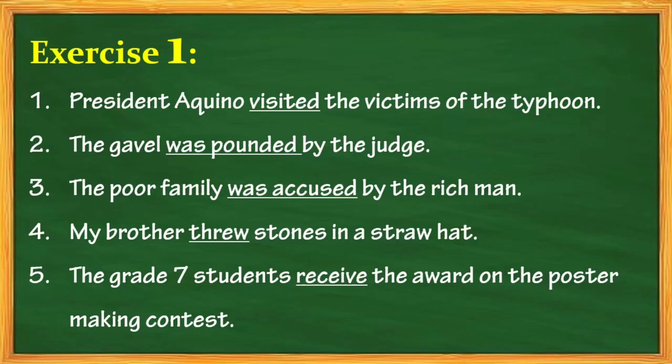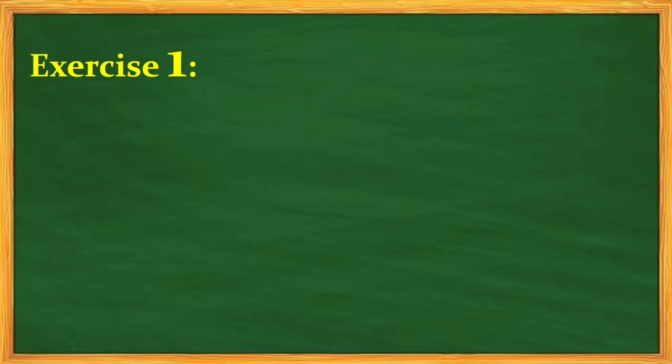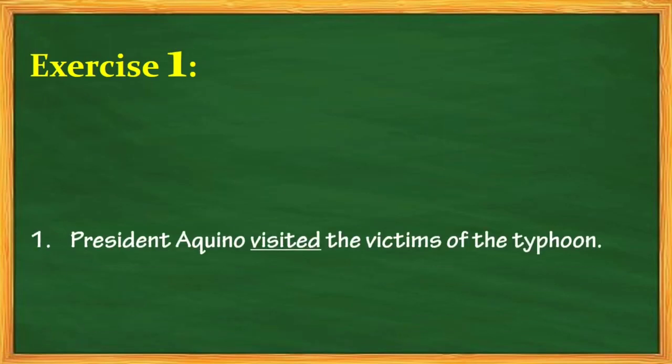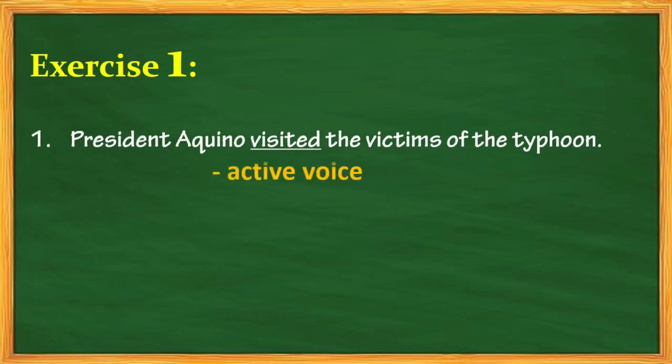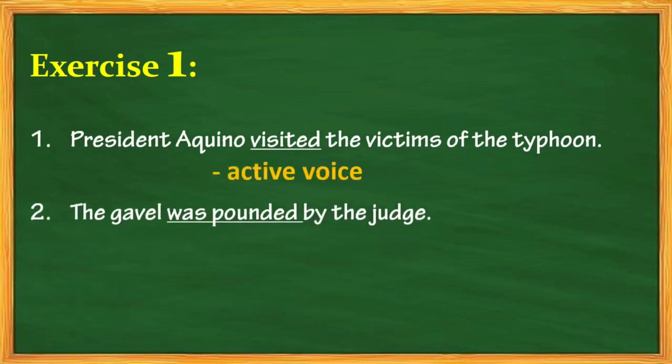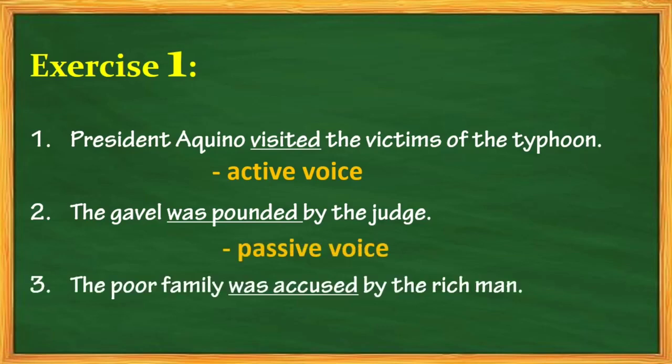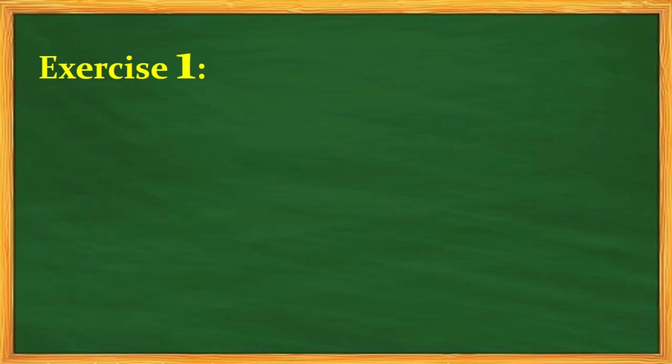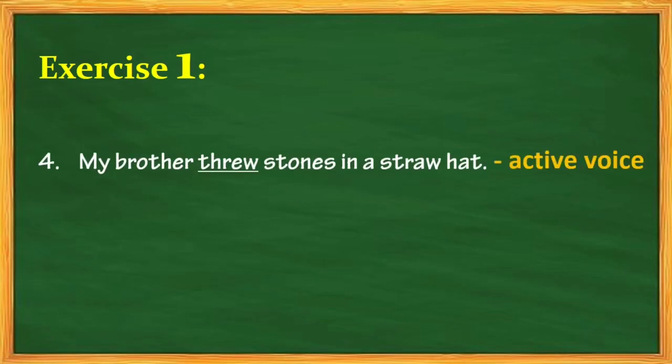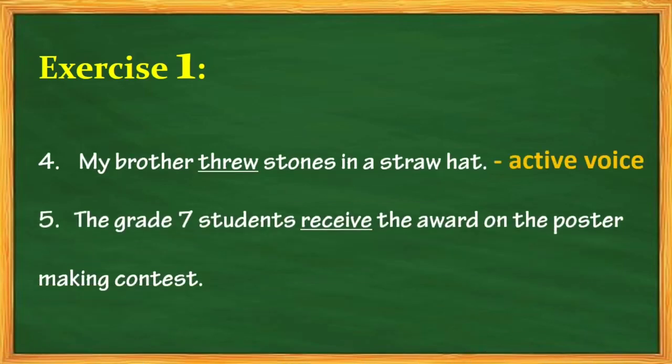Are you done answering? Okay, let's do the checking. Number 1 visited, the answer is active voice. Number 2 was pounded, the answer is passive voice. Number 3 was accused, the answer is passive voice. Number 4 threw, the answer is active voice. And number 5 received, the answer is active voice.